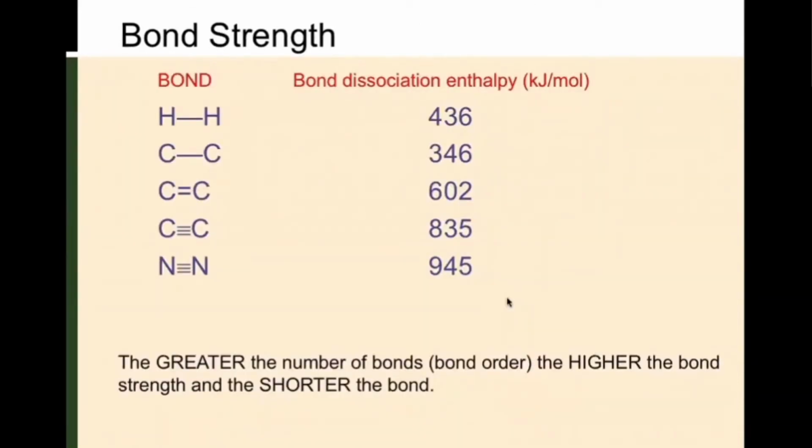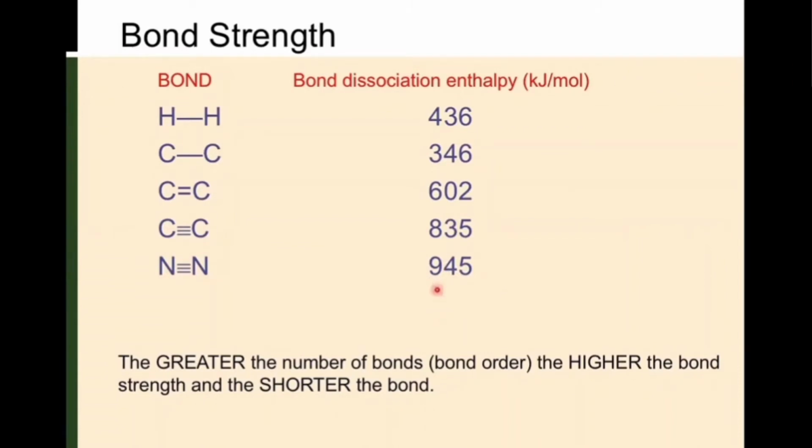And so then bond strength is given here, where we can have a look at the different bonds. So we have hydrogen-hydrogen bonds. They're 436 kilojoules per mole, quite hard to dissociate. Carbon-carbon bonds are somewhat weaker. But then carbon-carbon double bonds are much stronger, carbon-carbon triple bonds really strong, and then nitrogen-nitrogen triple bonds incredibly strong, 945 kilojoules per mole.